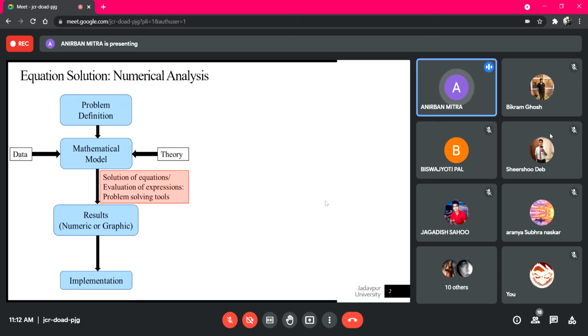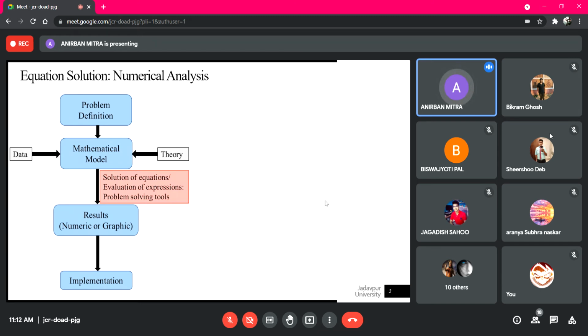Now, these mathematical models that describe the system behavior are often in the form of equations. Maybe a single equation, or it may be multiple equations or a set of equations. And they are known as, depending on whether there is a single equation or set of equations, the governing equation or governing equations of the system.